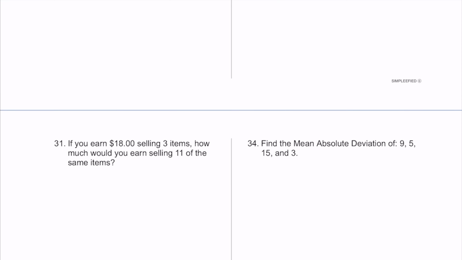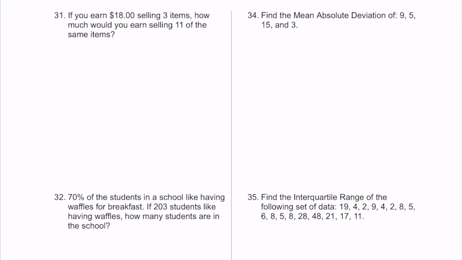All right, for number 31, if you earn $18 selling 3 items, how much would you earn selling 11 of the same items? And so it's going to be $18, and that's for 3 of these items. So what if we just want to find the price of one of them? Well, we can find the unit price by dividing these both by 3. So that would be $6 for one of these items. But what if we want to sell 11 of them? Well, we can take this 1 and multiply it by 11. And if we do 6 times 11, that's going to be $66 for 11 of these items. So we're going to say it's going to be $66.